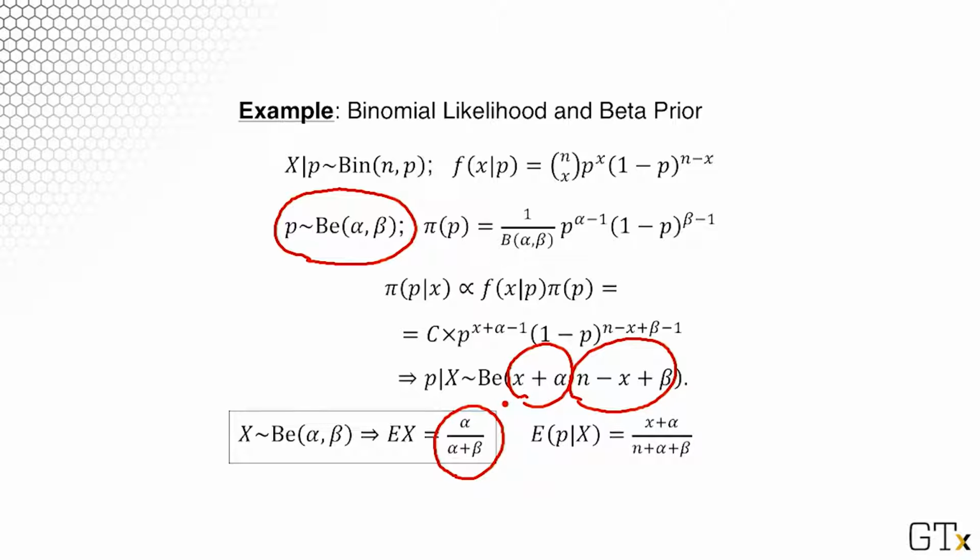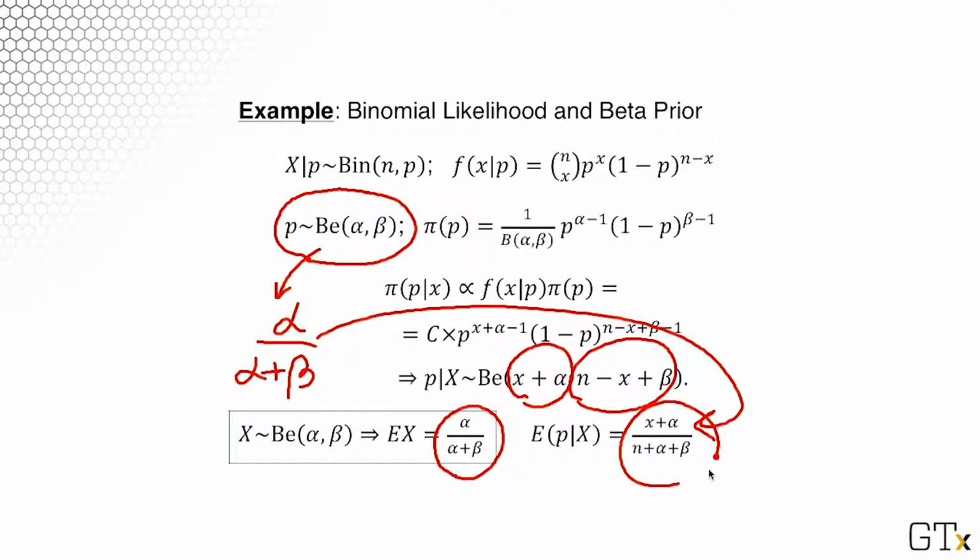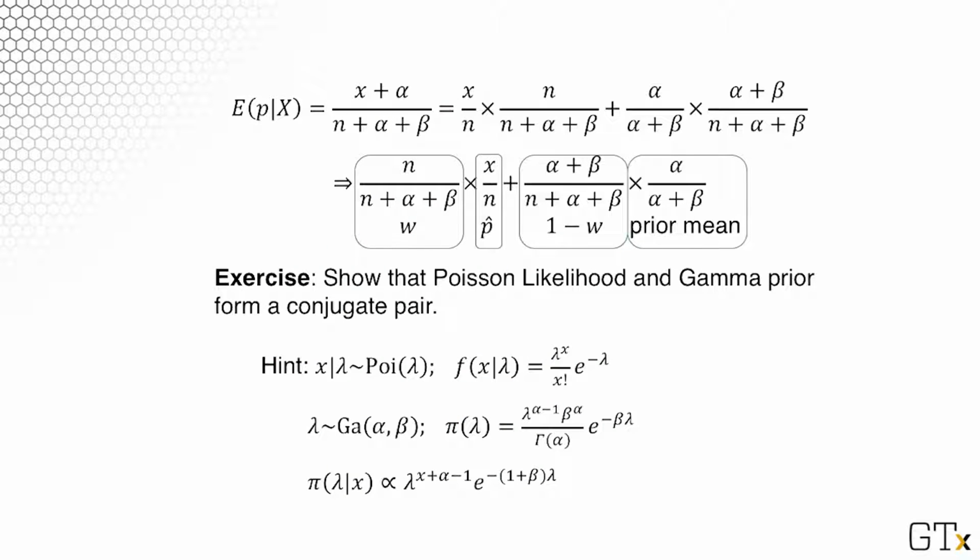X and x cancel, and you get (x plus alpha) over (n plus alpha plus beta). So what happens in the process of updating the prior to the posterior in this case? The a priori mean, which was alpha over alpha plus beta, gets updated to (x plus alpha) over (n plus alpha plus beta).